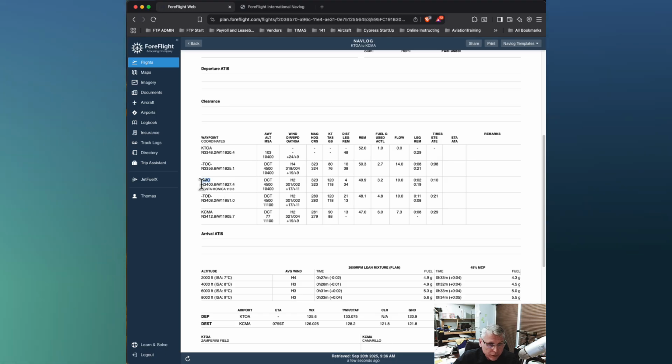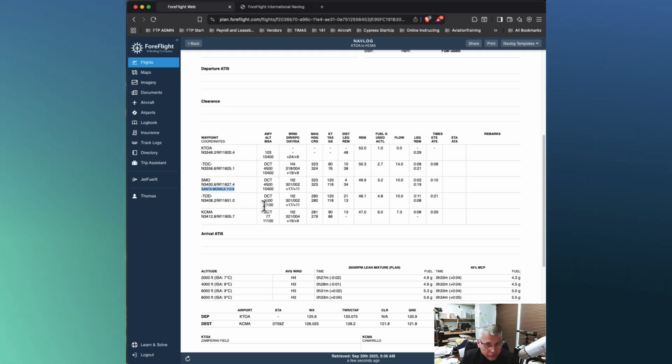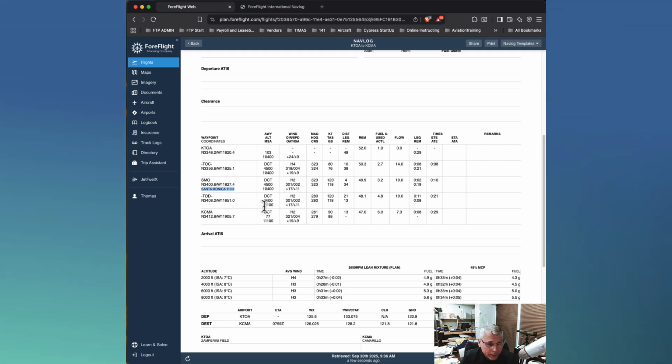If we get into this, this gives us a latitude and longitude. It doesn't give us a typical degrees, minutes, and seconds. It gives us a decimal version of latitude and longitude, which is another way of providing lat and long. This gives us the frequency. SMO happens to be the Santa Monica VOR, and that's on 110.8.